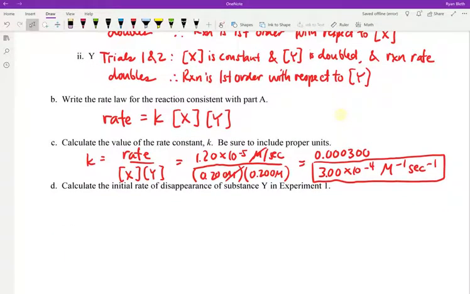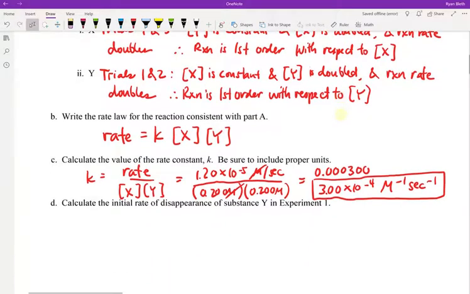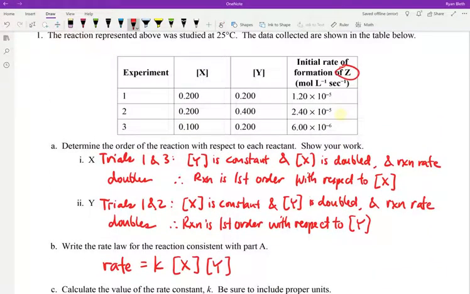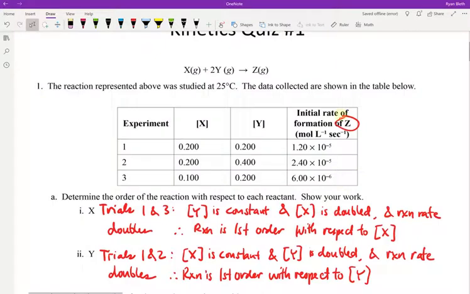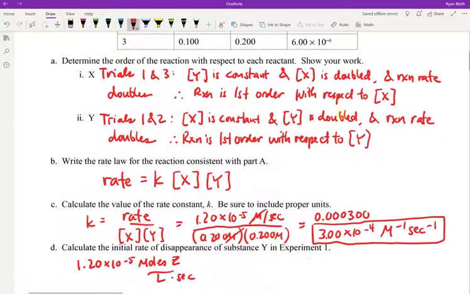The initial rate of disappearance of Y in experiment 1. So the rate I'm given in experiment 1 is 1.20 times 10 to the negative fifth moles per liter. That's moles of Z per liter per second. It's moles of Z, formation of Z. So it'll be moles of Z per liter per second. That's the forming of Z. The ratio I need is this one. In this reaction, it's a 2-to-1 reaction. So there'll be 2 moles of Y used for every 1 mole of Z formed.